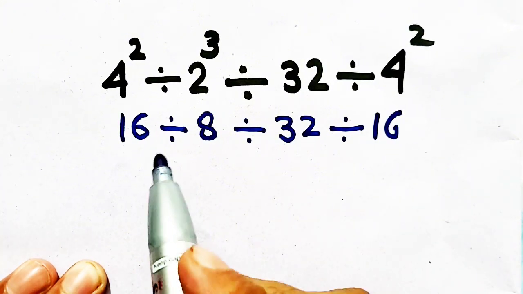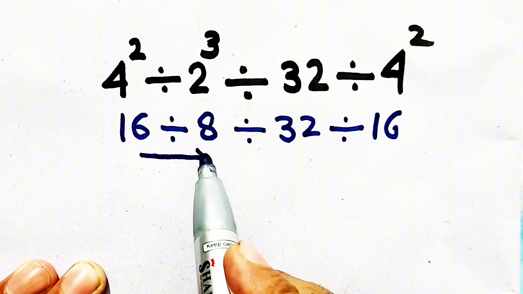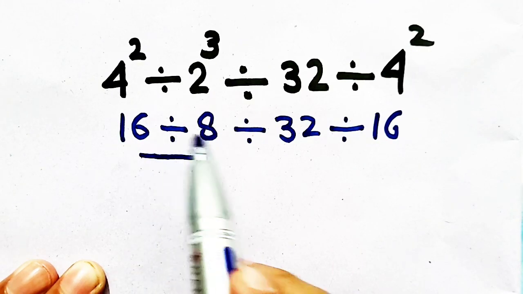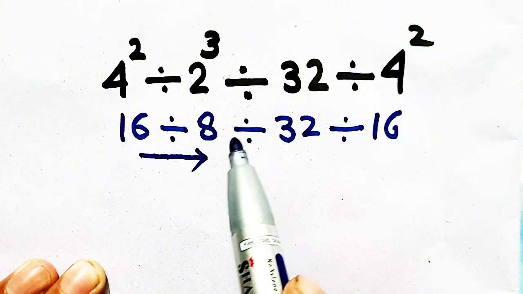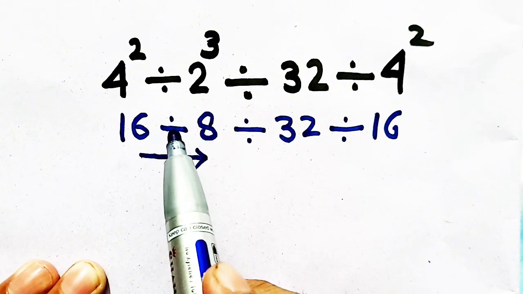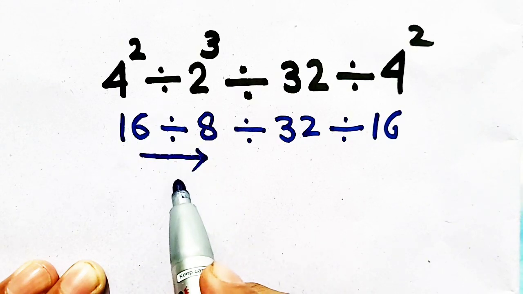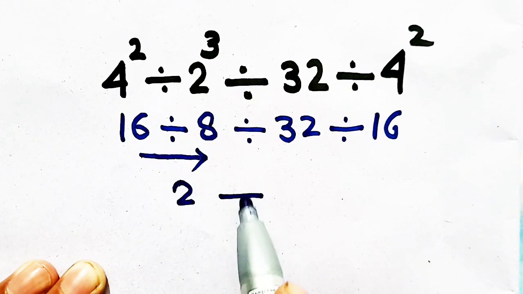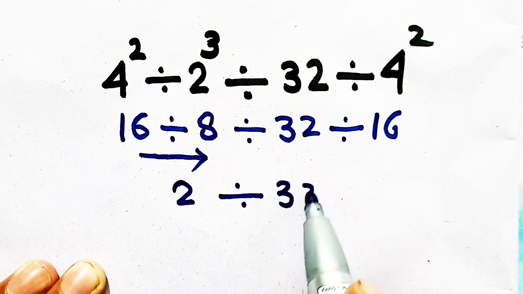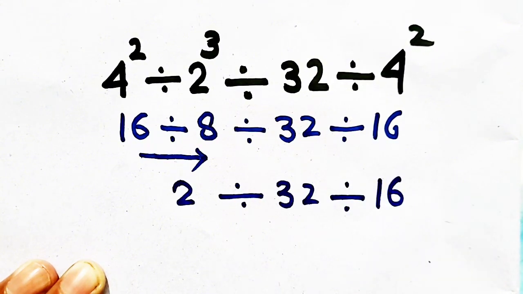Okay, now PEMDAS says that we have to move from left to right. That means there are 3 divisions in this case, but we have to perform the division which is at the extreme left. So 16 divided by 8 will be equal to 2, divided by 32, divided by 16. Okay, now again we have to move from left to right.